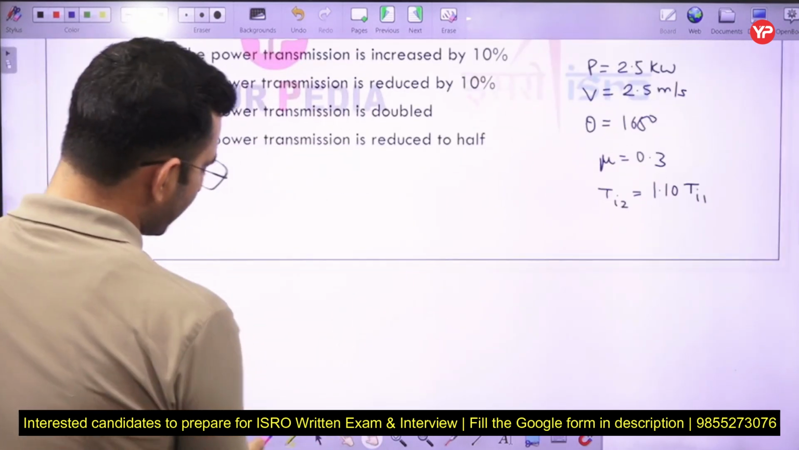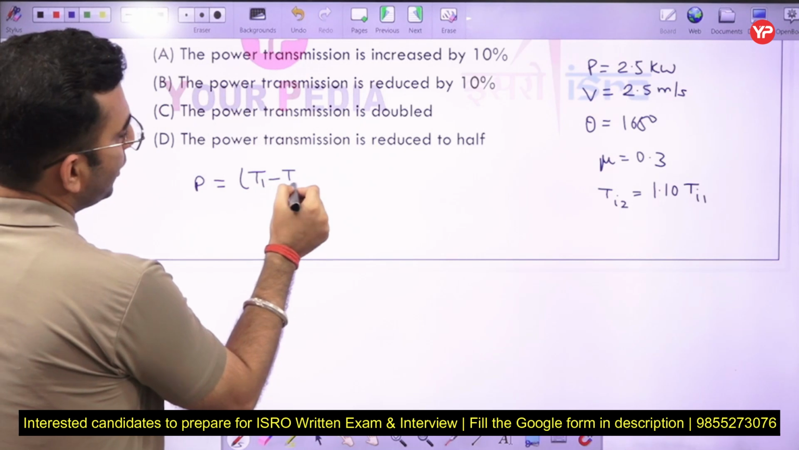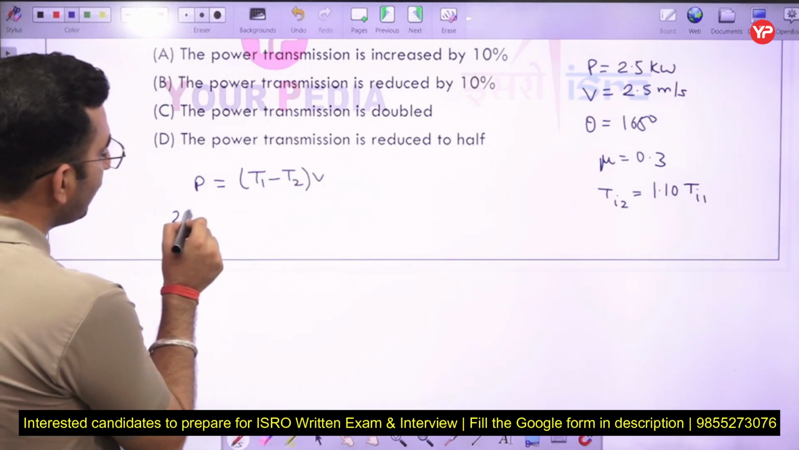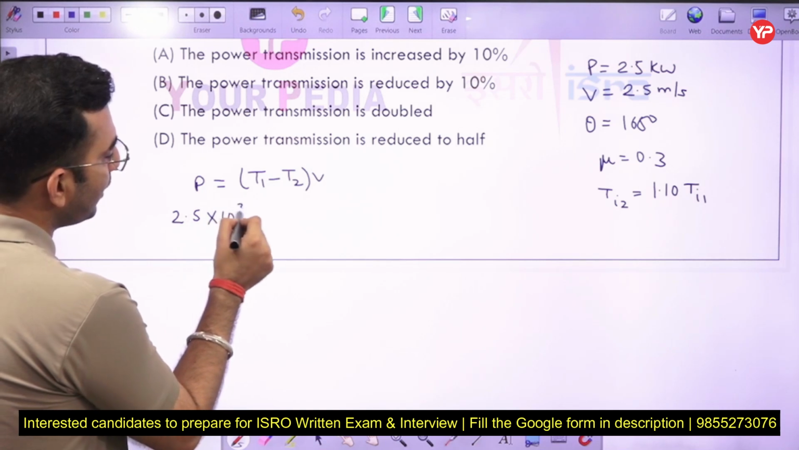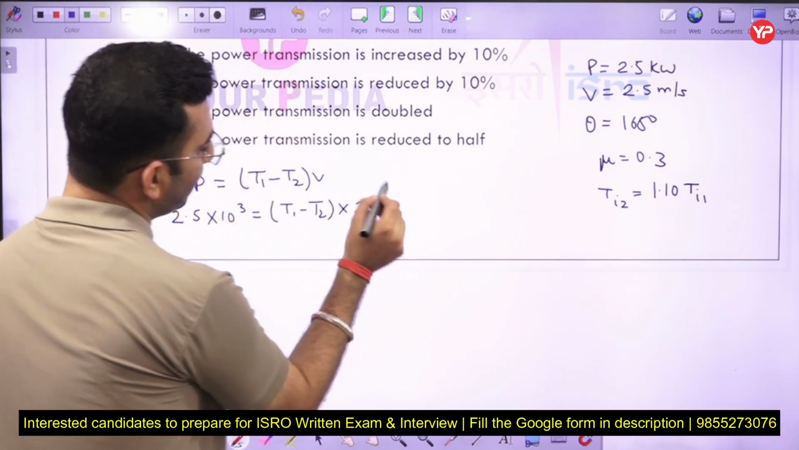First of all, power is given to us, and the power is equal to T1 minus T2 into velocity. That is the formula here. So in this case, 2.5 into 10 to the power 3 is equal to T1 minus T2 multiplied by velocity.